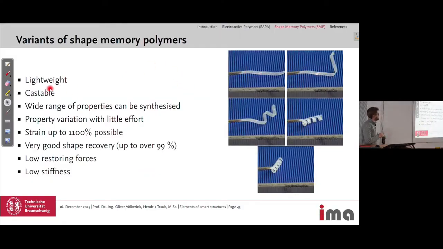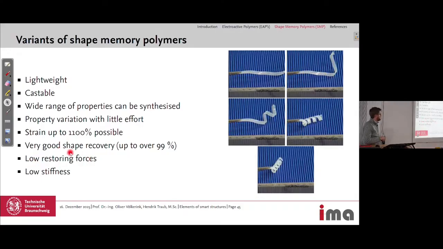Shape memory polymers are lightweight. We can cast them, bring them in several different forms. Due to the composition of the different polymers, we can synthesize a wide range of properties and vary these properties with little effort. We have strains up to 1,100% possible, so high strains, and also a good shape recovery of up to 99%. This was the one key parameter we had 2 slides before.